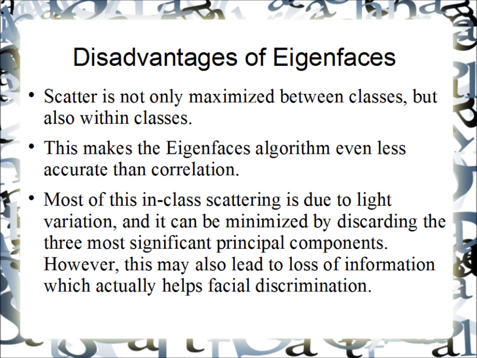However, there are several disadvantages. Scatter is not only maximized between the classes, but also within the classes. This makes the Eigenfaces algorithm even less accurate than correlation. Most of this in-class scattering is due to light variation, and it can be minimized by discarding the three most significant principal components. However, this may also lead to loss of information, which actually helps facial discrimination.